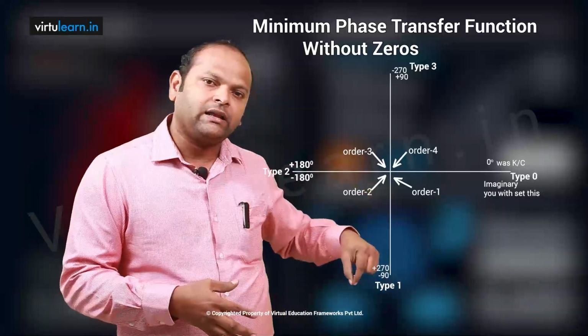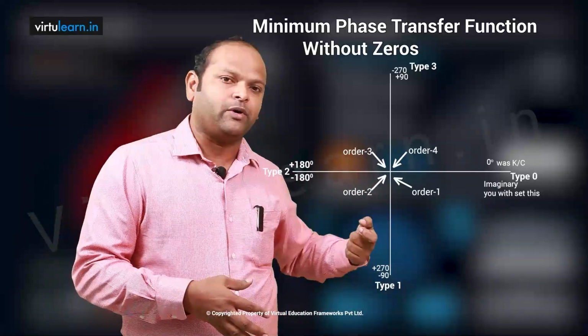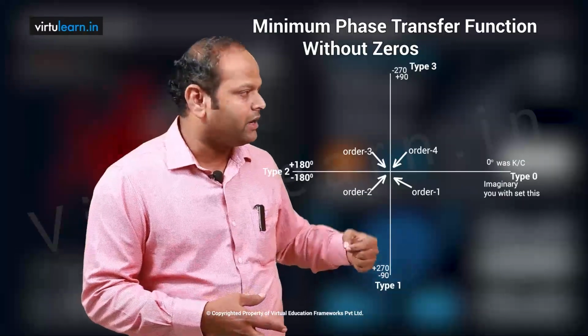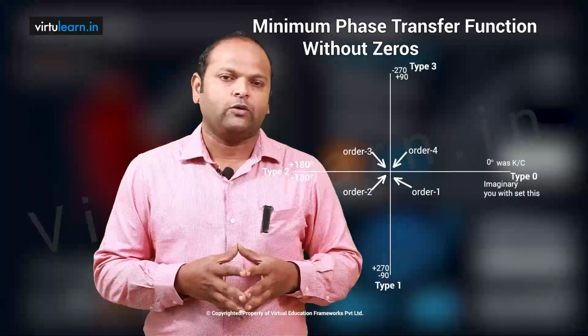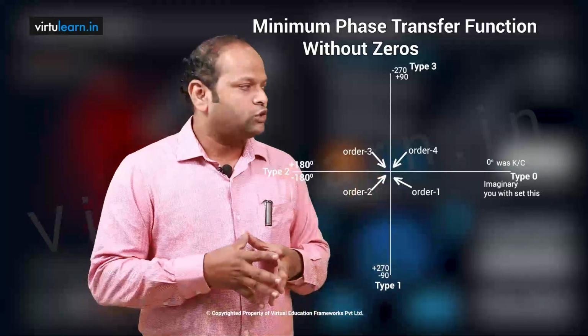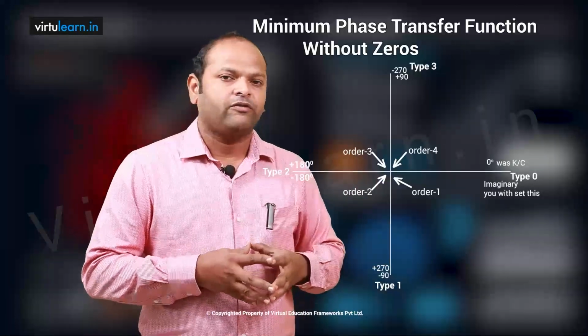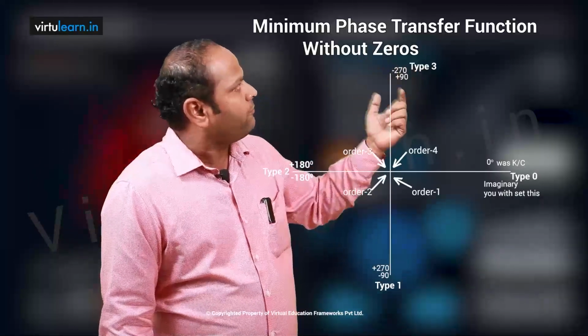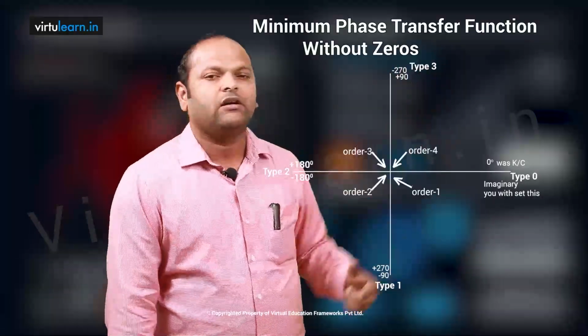When it is starting, they take the type number of the open loop transfer function, and start either from infinity or from a constant value. So this is the procedure to plot the polar plot for an MPTS, that means a minimum phase transfer function without zeros.